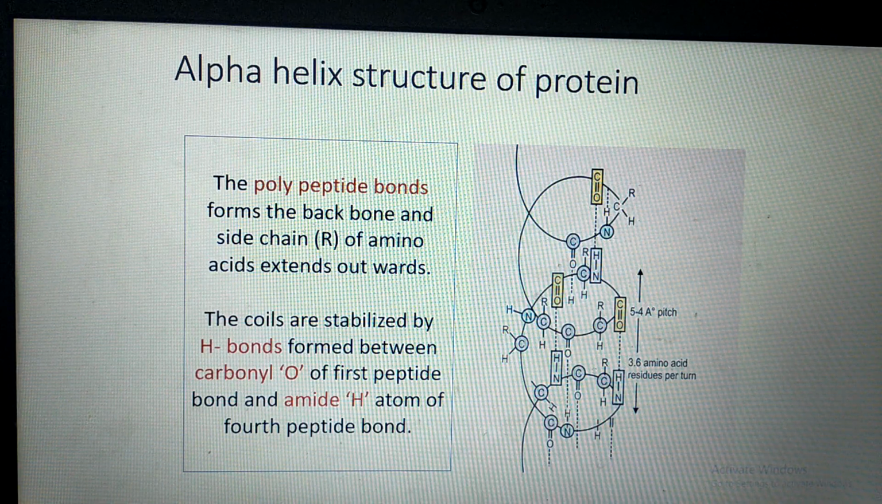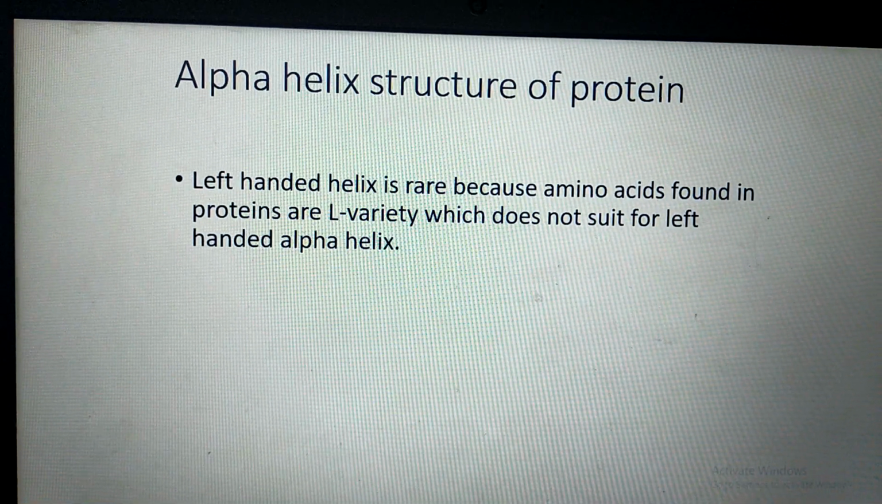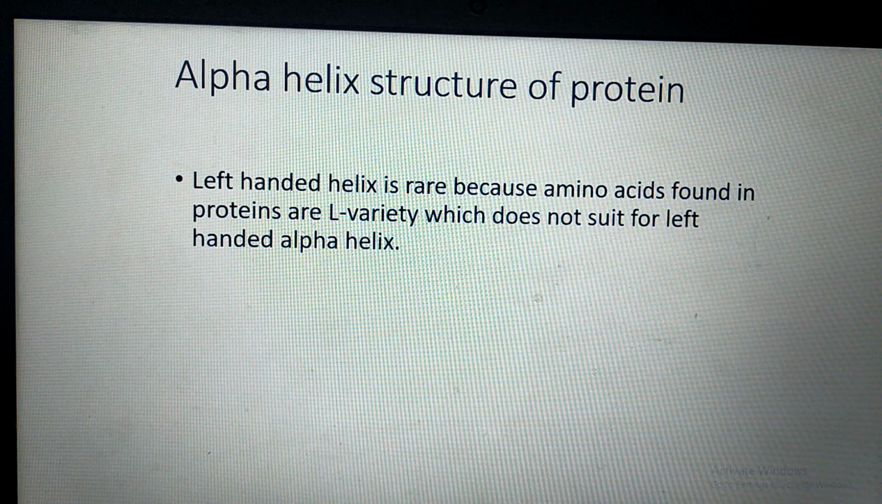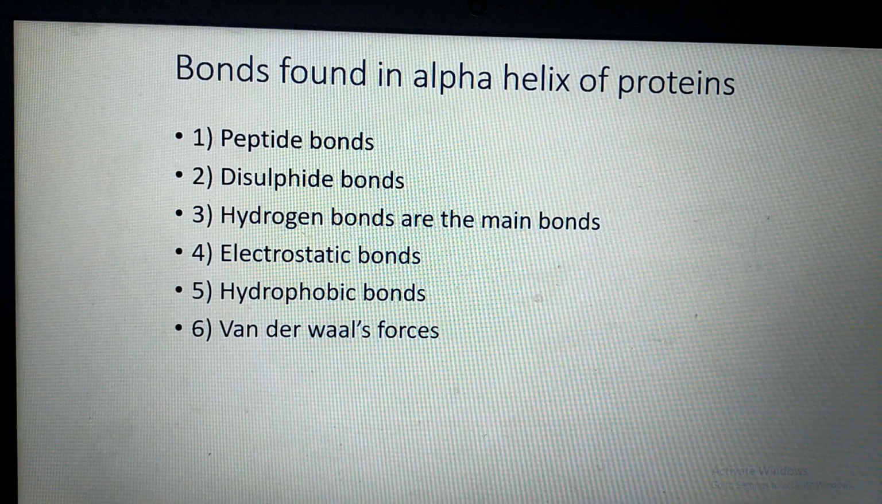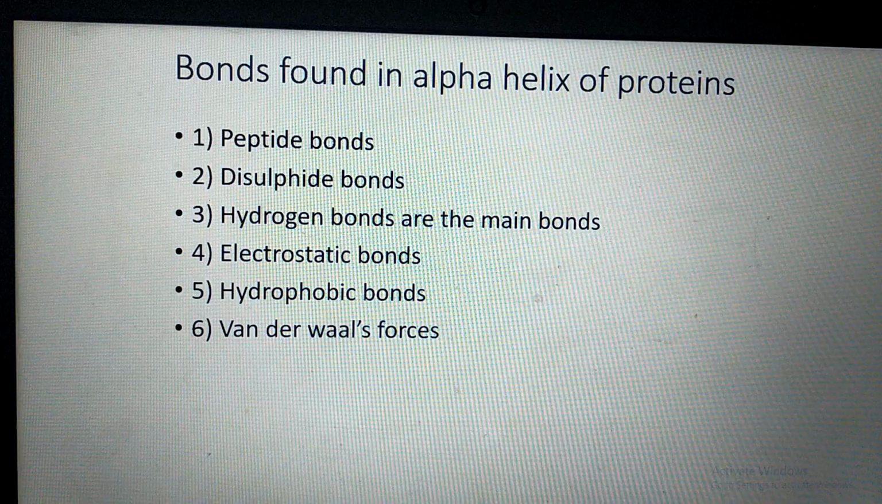The coils are stabilized by hydrogen bonds formed between the carbonyl oxygen of the first peptide bond and the amide hydrogen atom of the fourth peptide bond, which we have already studied in hydrogen bonds. Left-handed helix is rare because amino acids found in protein are of the L variety, or L amino acids, which does not suit a left-handed alpha helix structure. Bonds present in alpha helix structure of proteins are peptide bonds, disulfide bonds, hydrogen bonds, electrostatic bonds, hydrophobic bonds, and van der Waals forces.